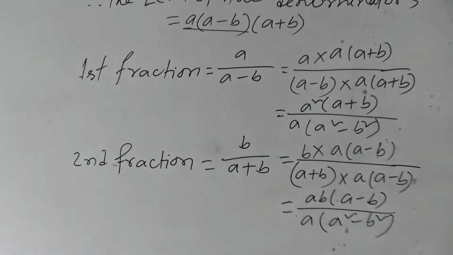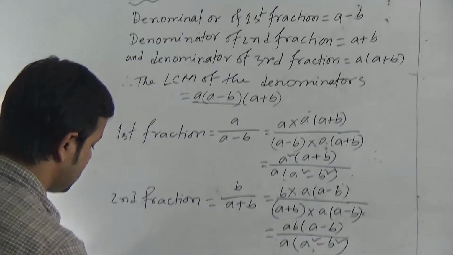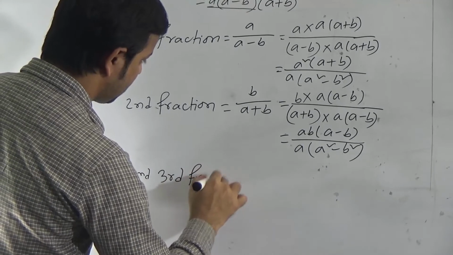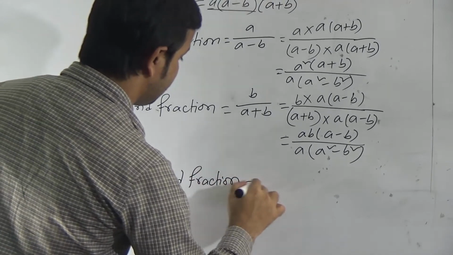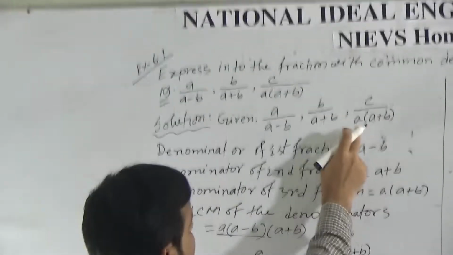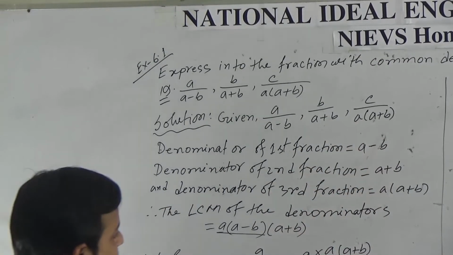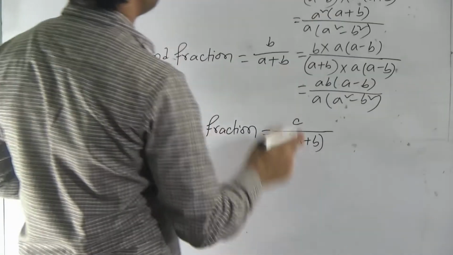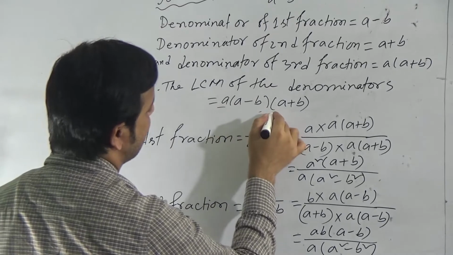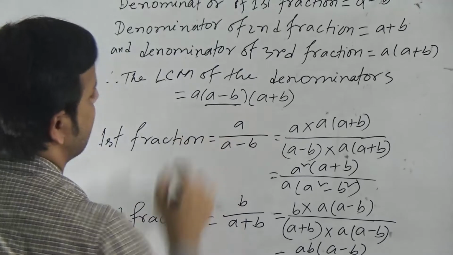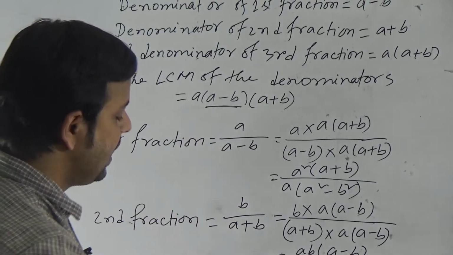Now I have to write the third fraction. What is the third fraction? Third fraction is c by a into a plus b. This is our third fraction given. Now I have to divide the LCM by the denominator of the third fraction. Here the denominator of the third fraction is a into a plus b. So the quotient will be only a minus b.